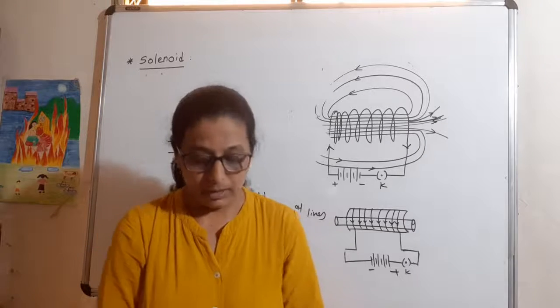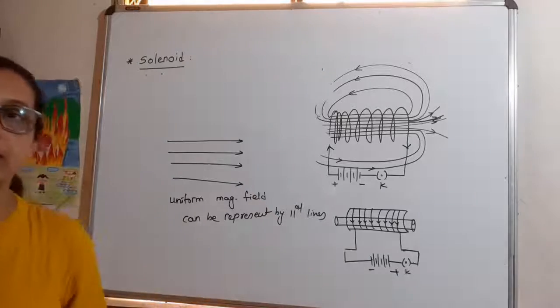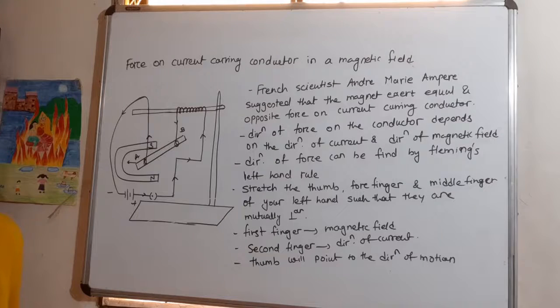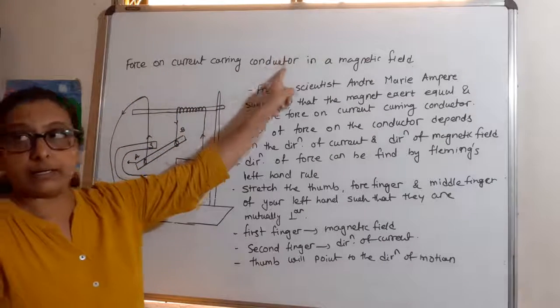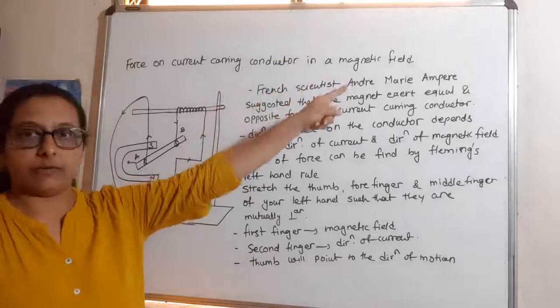Now we move ahead with the next topic, force on the current carrying conductor in a magnetic field. So for that you have to see the diagram first. Okay, so see this figure first. You have to see the figure very carefully first of all. Okay, what is it? Force on the current carrying conductor in a magnetic field.